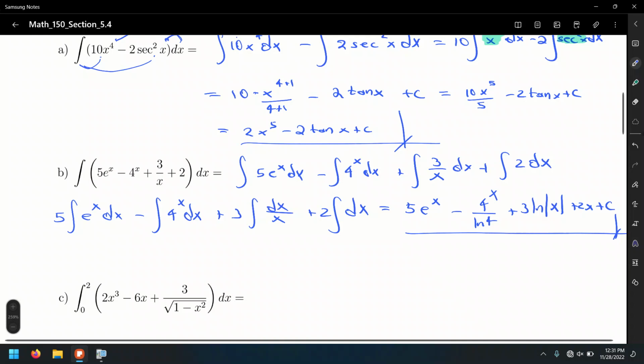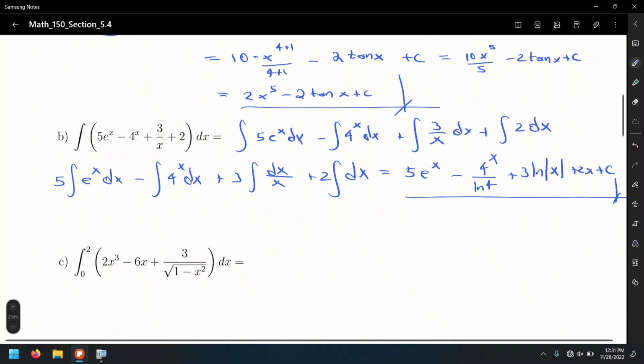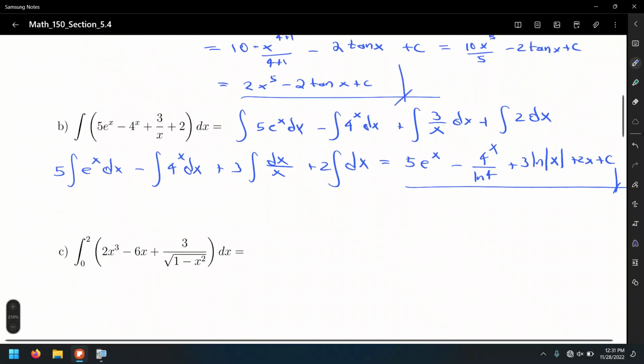All right. So for the next example, letter C, the integral from 0 to 2 of 2x cubed minus 6x plus 3 over the square root of 1 minus x squared. Well, we have a bunch of things in here. Number one, we have a definite integral, and although this section is about the indefinite integral, we're going to do some definite integrals. Really, the objective here is to run away from the concept of the antiderivative and really get into the concept of the integral. Use the integral symbol, the differential symbol, etc.